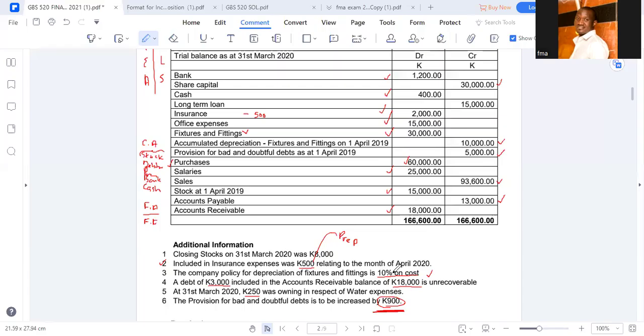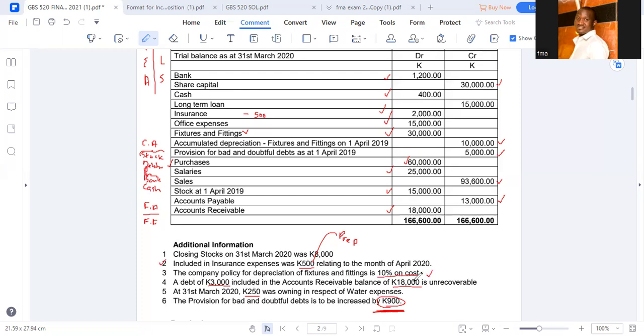But on reducing value, we first subtract 30,000 minus 10,000, which is the depreciation accumulated as at this moment, which is 20,000. So 10% of 20,000 is 2,000. Such that if we're going to post this into the balance sheet, we'll have 10,000 plus 2,000, which is 12,000. But as it is, it's just a direct percentage on cost of 10%, which is 3,000 plus 10,000, which is 13,000. Is that clear?